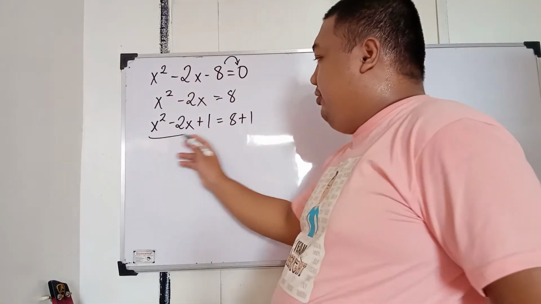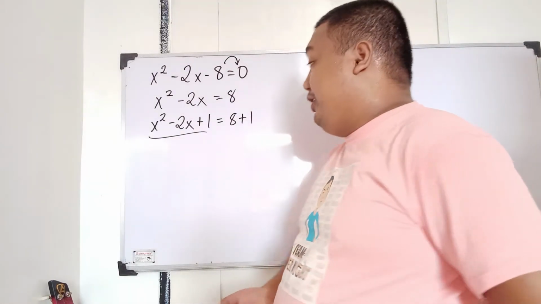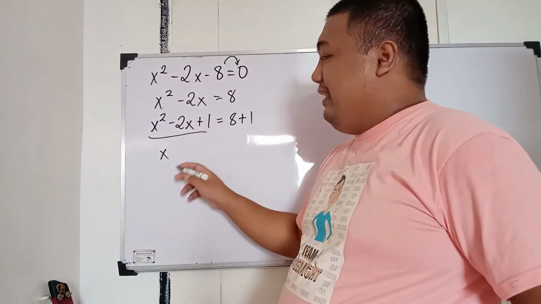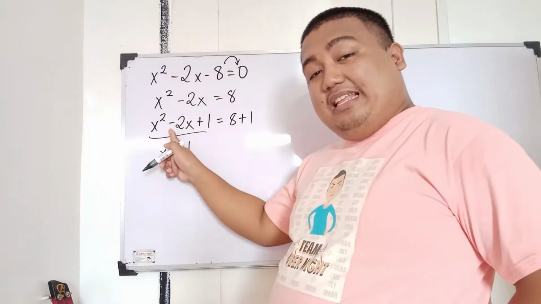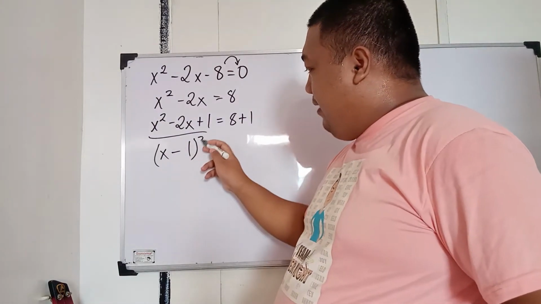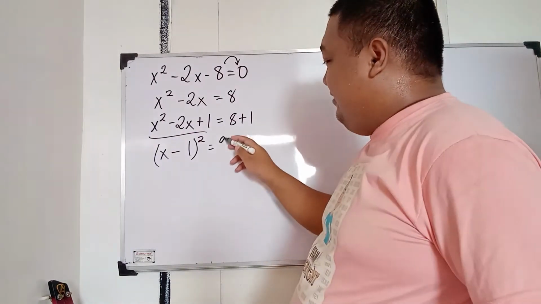So, ito, pwede na natin i-factor by factoring perfect square trinomial. Square root of x squared, that is x. Square root of 1, that is 1. Ang operation natin sa gitna ay negative, so minus. Then raise to the second power. Then 8 plus 1, that is 9.